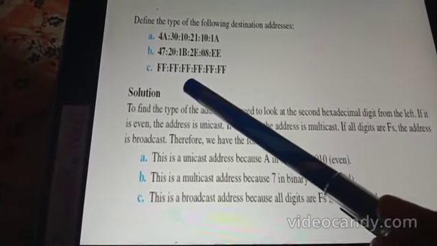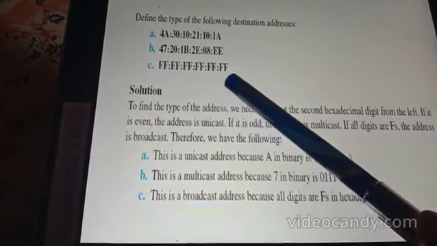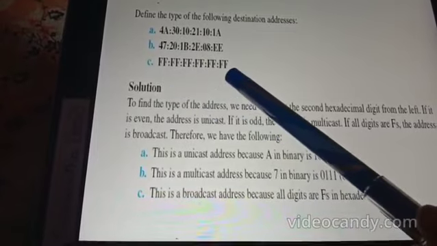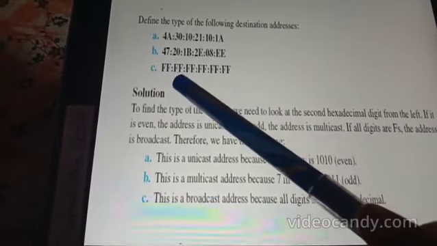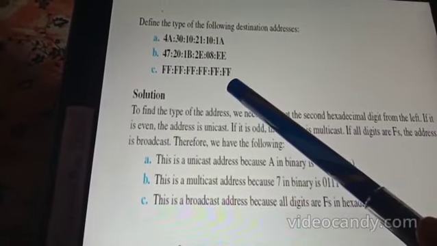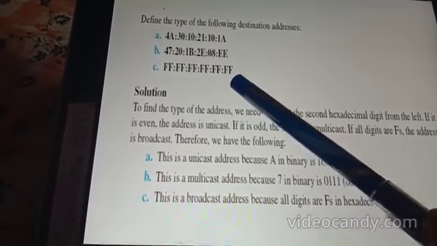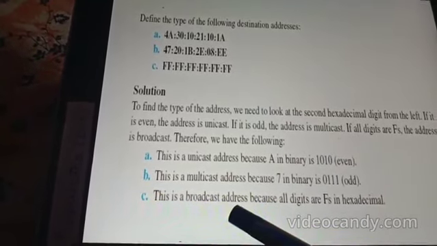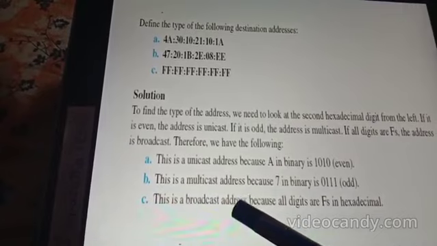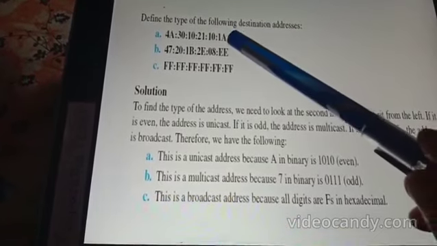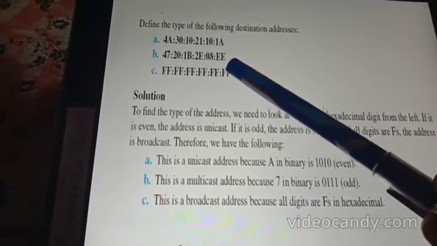In the third address, all the bytes are FF. So the 48 bits of the address comprise all ones, which you can term a broadcast address. This is how we can identify what type the addresses are.